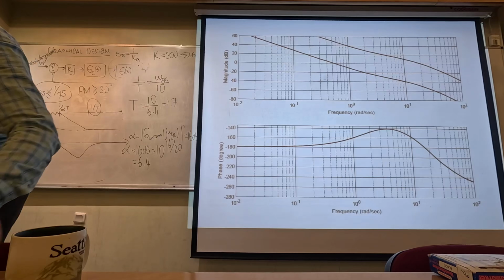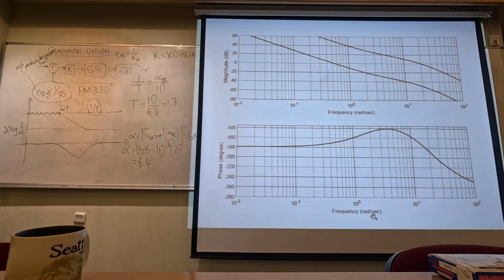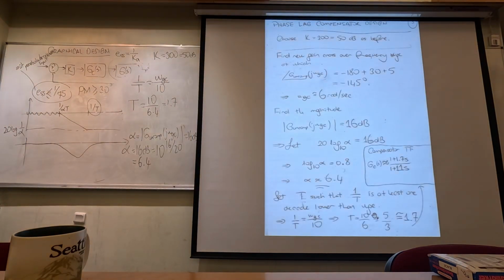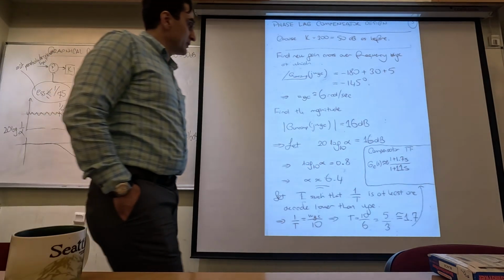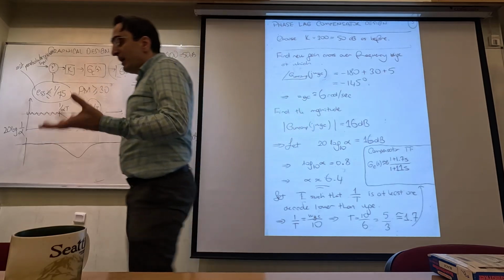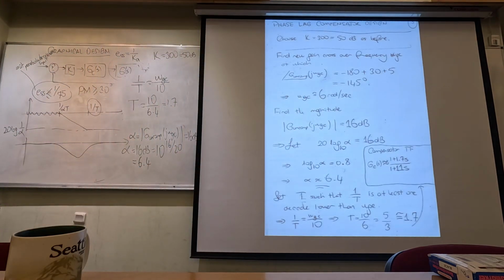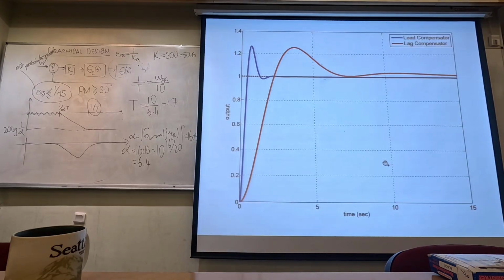So then this actually completes the design, and I can substitute these numbers to where they belong in my compensator transfer function, and then I can put this system into my loop, and then I can try to look at the step responses.